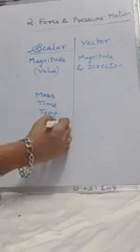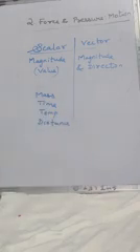distance. What is the distance between Mumbai and Delhi? You will say, sir, 1500 kilometers. You will not give the direction. You will just give the value. So it is called a scalar quantity. What is vector? Vector is a physical quantity which has magnitude as well as direction.